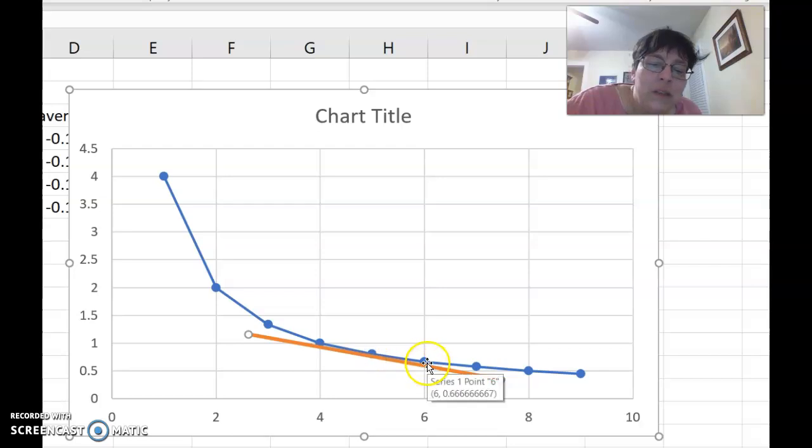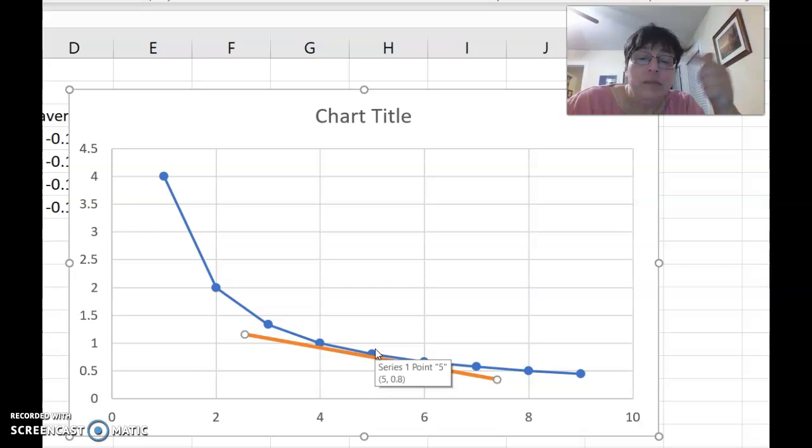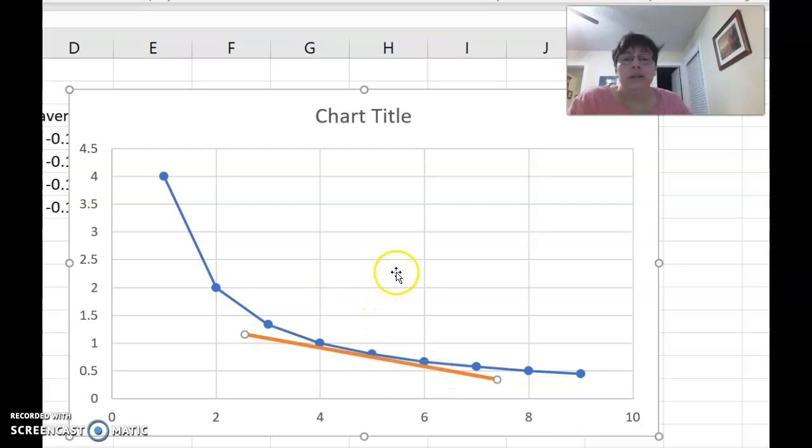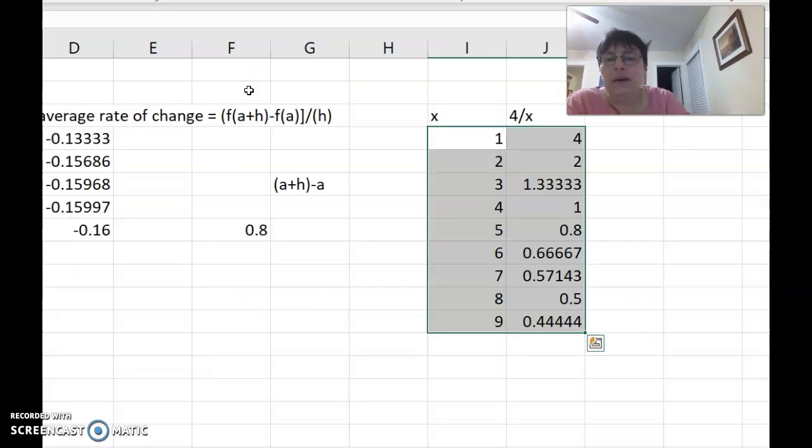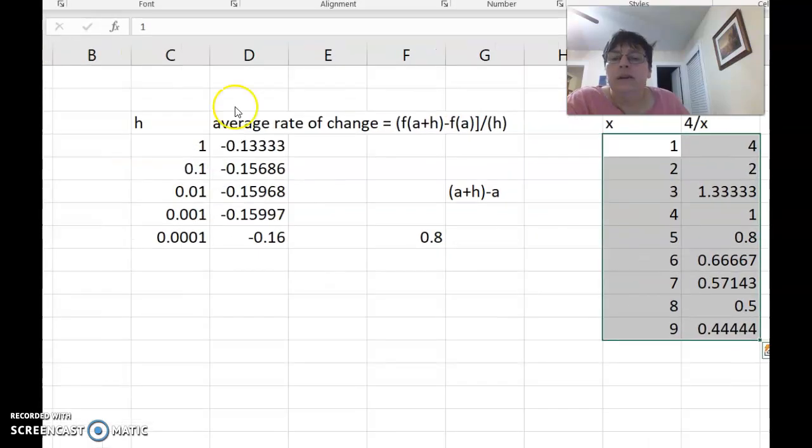So as we come from 6 closer and closer, in this case we're coming from the right. So if we were taking a limit of the average rate of change, we'd be coming from the right. We can also come from the left. So let me go ahead and get rid of this. Oh, come on. Bye-bye. Okay, what happens if we were coming from the left?